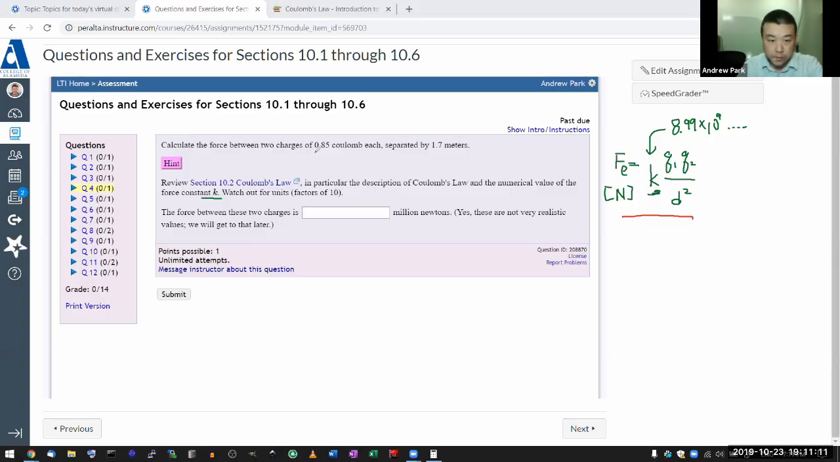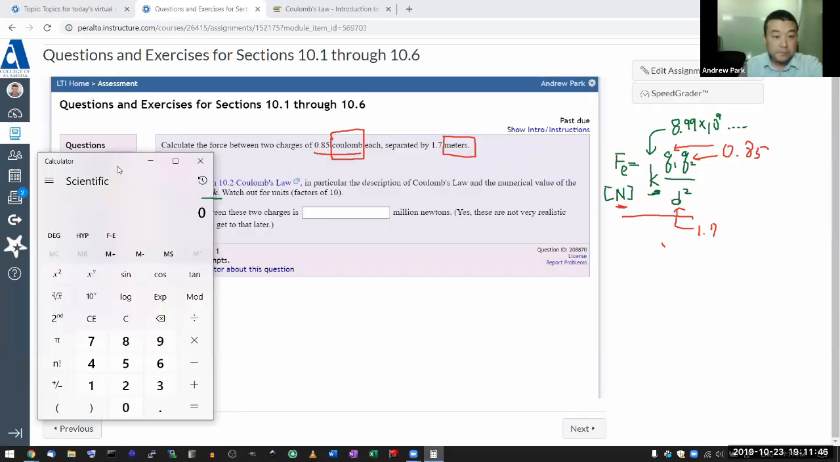So I just need to plug in the numbers. It said 0.85 coulombs each, so I put 0.85 coulombs in each of these two places. And then the distance that I need to plug in is 1.7 meters. And once again, what I'm trusting is that because all these are in basic SI units, when I work out all the units, I'm going to get newtons at the end. So I could write it up, but let me just type it into the calculator, straightforward. I'm using this on-screen calculator. Hopefully it's similar to most people's calculator.